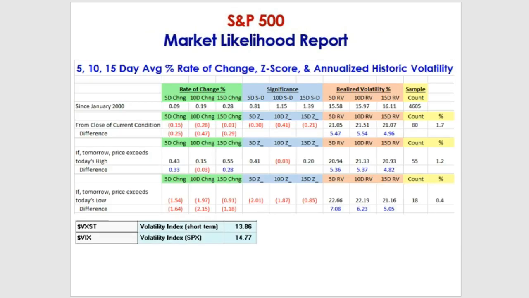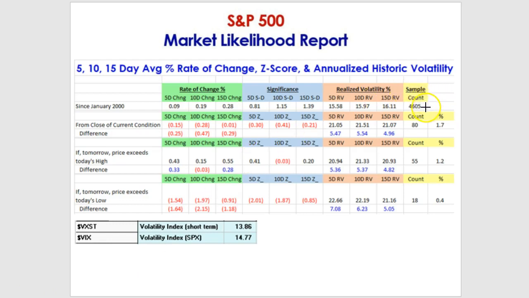Okay, finally, let's get to the market likelihood report. And what we do here is we look at the rate of change, 5, 10, and 15-day average rate of change over the course of those 4,600 occurrences since Jan of 2000. So let's go to the top line here.